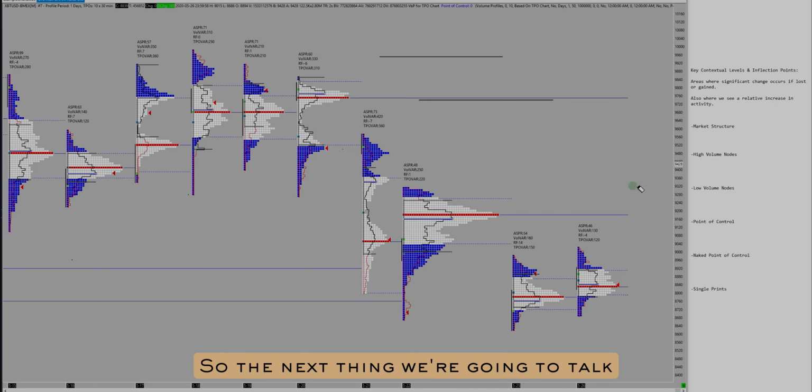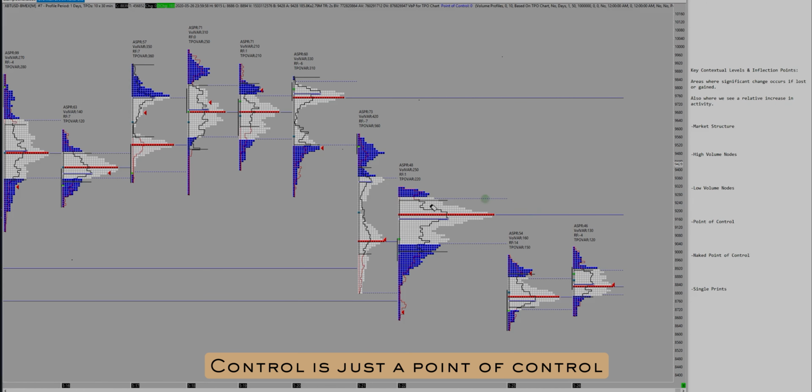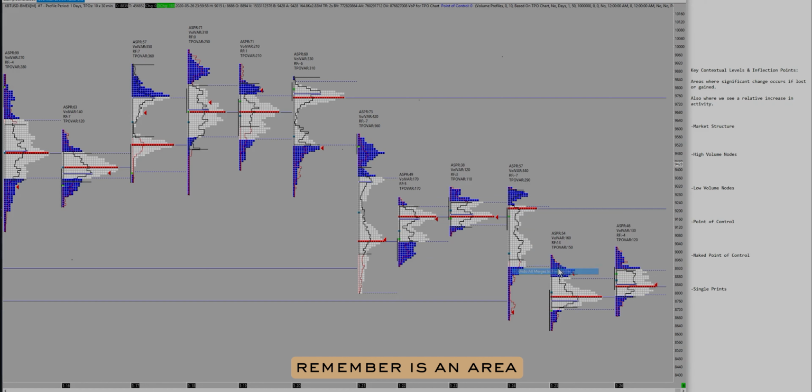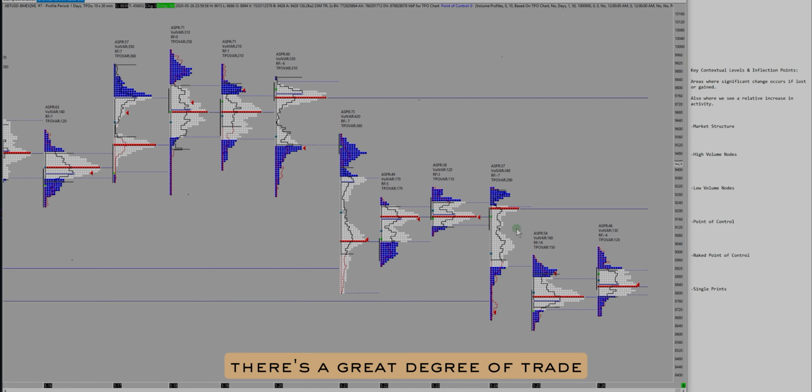So the next thing we're going to talk about is the naked point of control. This is a concept that we'll refer to quite frequently. A naked point of control is just a point of control from a previous structure that has yet to be interacted with. Okay, so a point of control, remember, this is an area where there's a great degree of volume that's transacted, there's a great degree of trade.